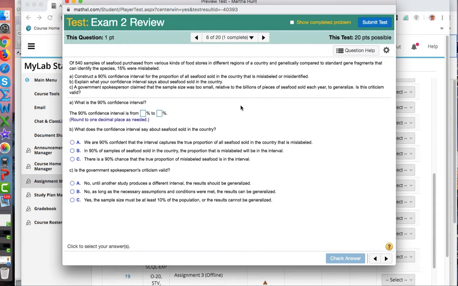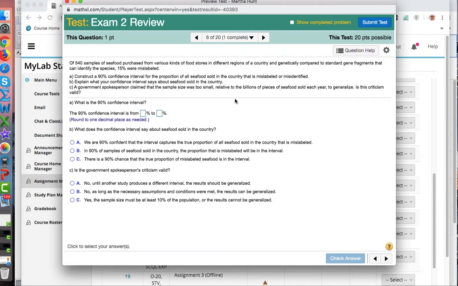So I have by my side a scrap paper and a calculator. If you don't have scrap paper and a calculator, pause this video until you get one. So I'm going to be jotting down the sample size of 540. I know from past experience that StatCrunch is asking me for not the percent that were mislabeled, but the number that were mislabeled. So that's going to be 0.15 times 540. And I'm writing that information down.